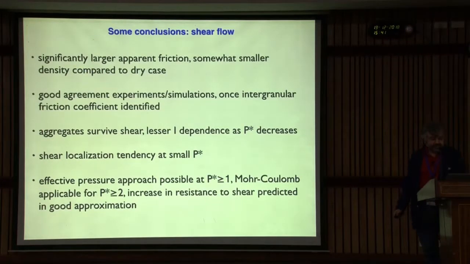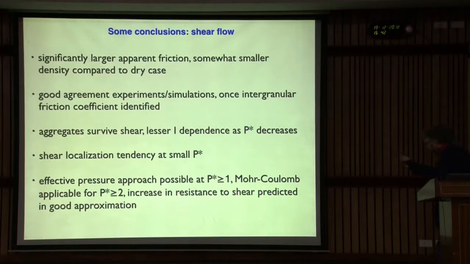So that ends my study of shear flow. So we saw that it enhances a lot the apparent friction, sigma 1 2 divided by sigma 2 2. It decreases a little the density compared to the dry case. We obtained this good agreement between experiments and simulations once the intergranular friction coefficient is identified.